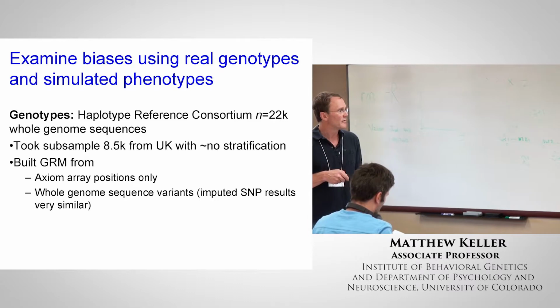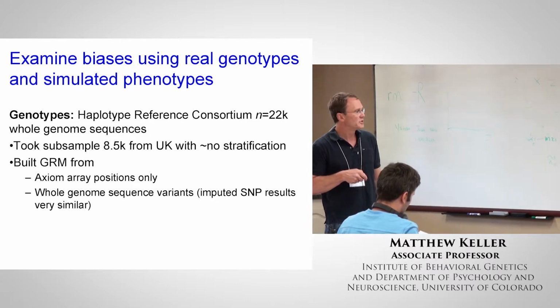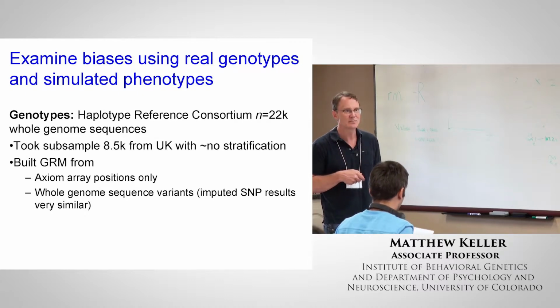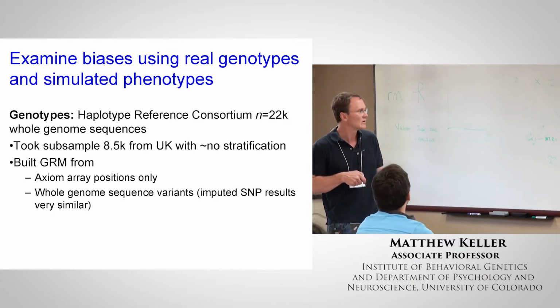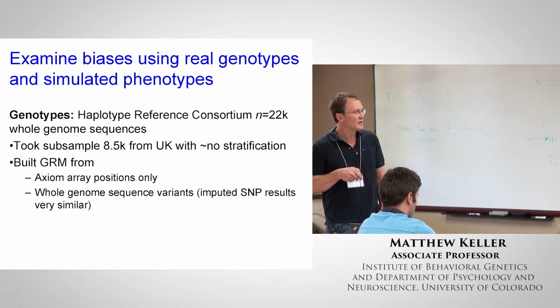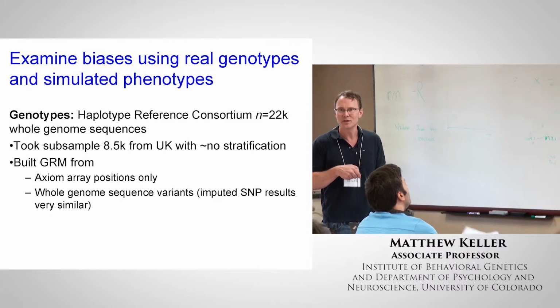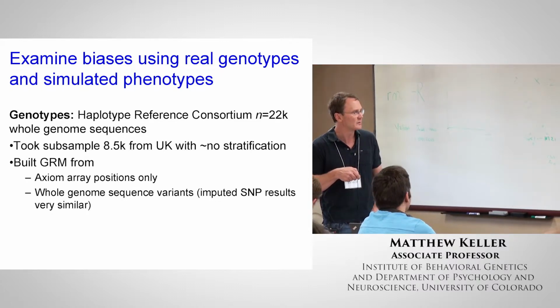But for this, we took a very homogeneous sample, and we built GRMs from, and what I'll talk about here is just, Axiom array positions. The Axiom array is the SNPs used in the UK Biobank, so we thought that was pretty relevant, given a lot of people are using that now. And we also looked at whole genome sequence variants. This is all the sequence variants that we had across the genome. Sometimes we restricted these to just the common ones, with the MAF of those variants over 0.01, and sometimes we used all of them together.